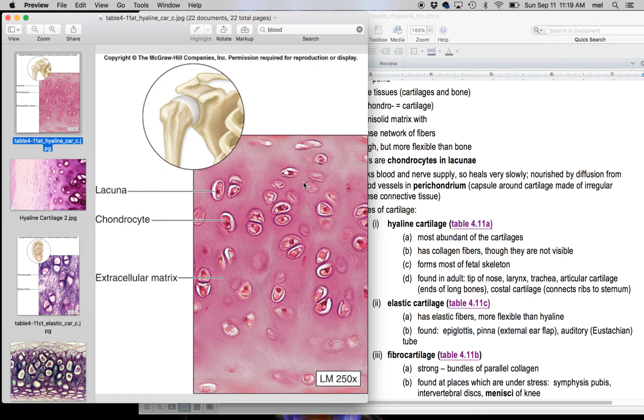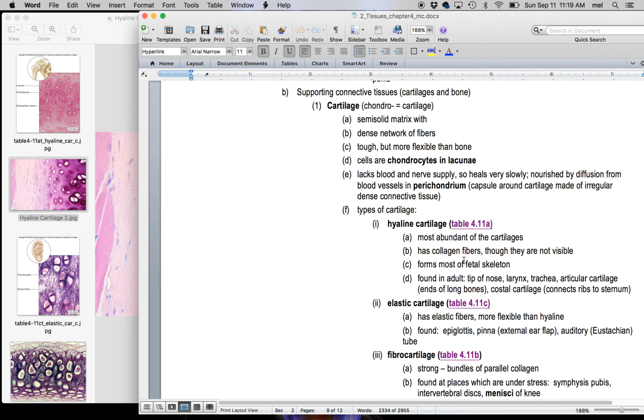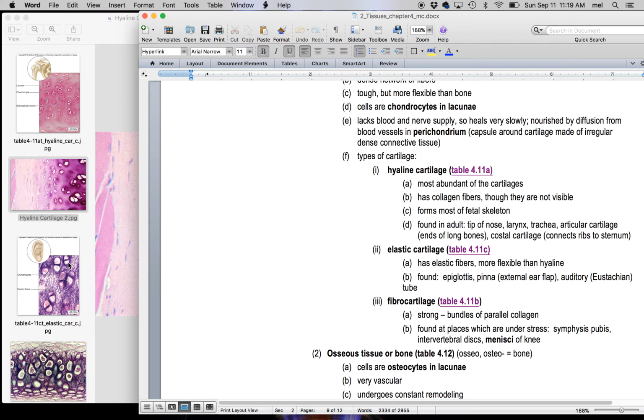Hyaline implies smooth or glassy, and of the three cartilages, you can't see really distinctly any fibers in the matrix of hyaline cartilage. It does have them. It has collagen fibers, but they're not visible with the staining techniques that they use. So this is hyaline, and that's hyaline. Not at the edge. This is the perichondrium made of dense irregular connective tissue, but this is hyaline. So now let's look at elastic and compare and contrast.